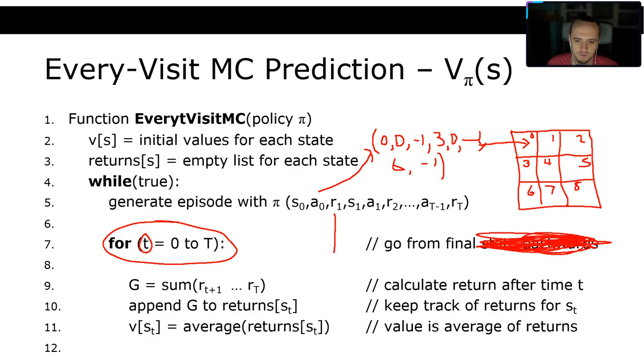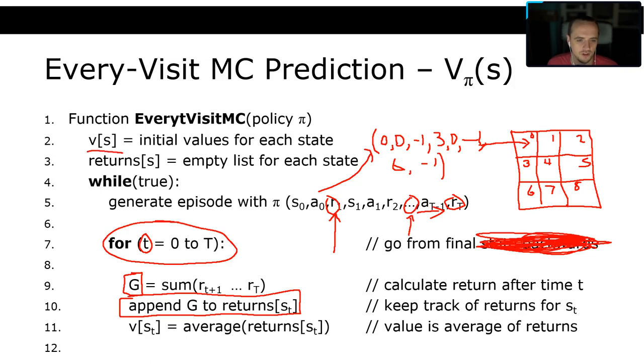So what we're going to do is from this time step in this episode, so say we're at t equals 1, we're going to sum all of the rewards starting at this time step going to the end, okay? So we're going to sum reward 1 up until reward T. If we started at reward 3, we would sum all the rewards from reward 3 up until reward T. So that's G now. That is the return that we get after time step t in the episode.